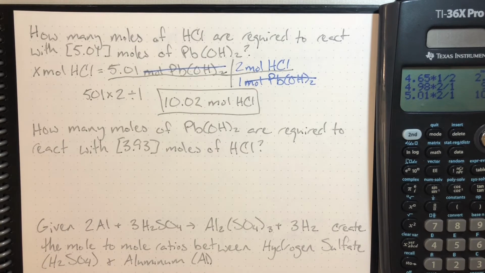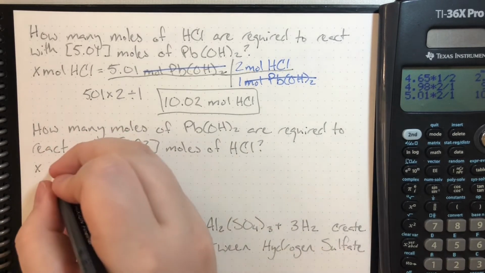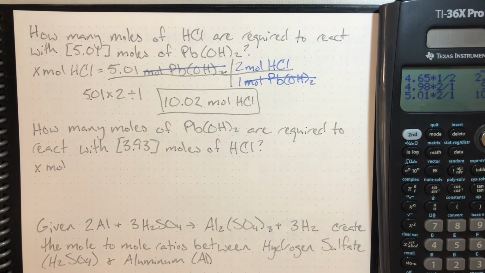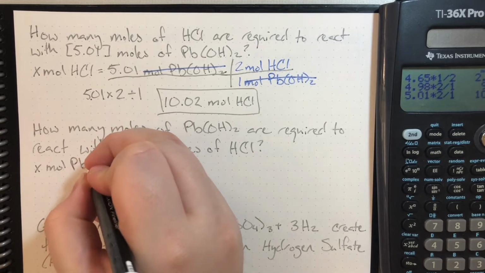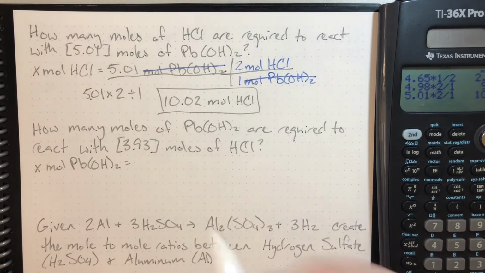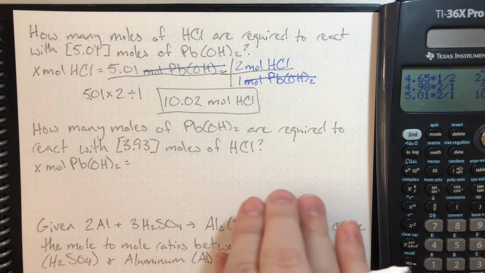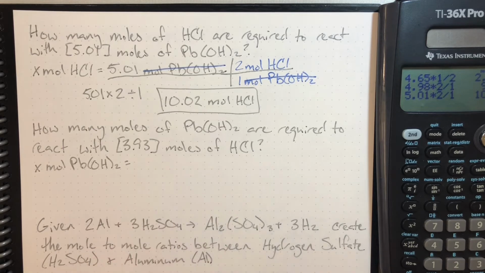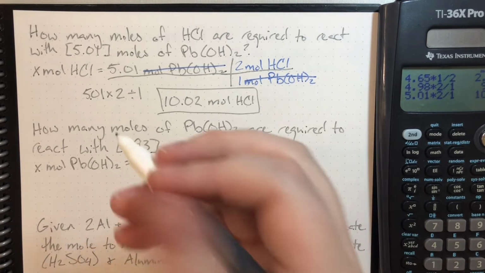How many moles of lead(II) hydroxide are required to react with 3.93 moles of hydrogen chloride? I'm going to go ahead and start translating this problem from English to math. How many will turn into X moles, and then the molecule that was attached to the unit, lead(II) hydroxide, are required to react with is my equal sign. You'll notice that my number is within brackets. This is because my number may be different than yours. However, all of the steps that I will take in order to solve this problem will be the same, regardless of what your number is.